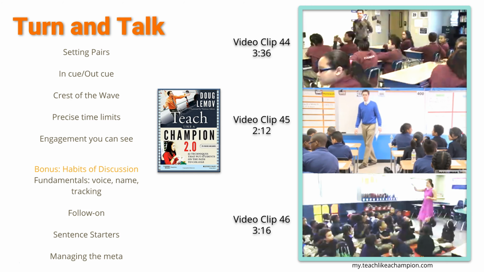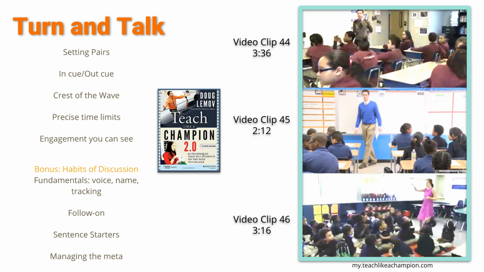So you'll need to give clear, precise directions to get students turning and talking. This means we'll need to include information for how students will pair up. Will they turn to a shoulder partner? Will A's talk with B's? Or will they stand up, hand up, and then pair up?